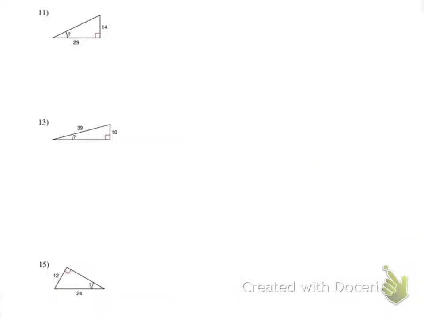All right, moving on to 11. Set it up regularly. I know this is my hypotenuse. If I start here, that's going to be opposite and adjacent. So I can use tan again because I have the opposite and the adjacent right there. So I'm going to set it up as tan x is equal to 14 over 29. Again, if I want to get rid of the tangent, I've got to do the opposite. So I'm going to do tan -1 to both sides.